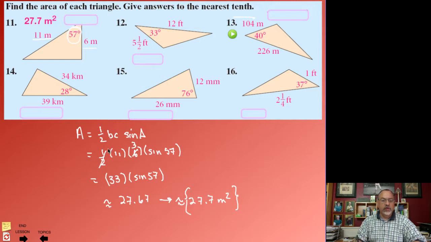Okay, so 1/2 BC sine of A is another way to calculate the area of a triangle, and you want to use this if you're not given a height and you are given an angle, and then the two sides with the angle being between the two sides.